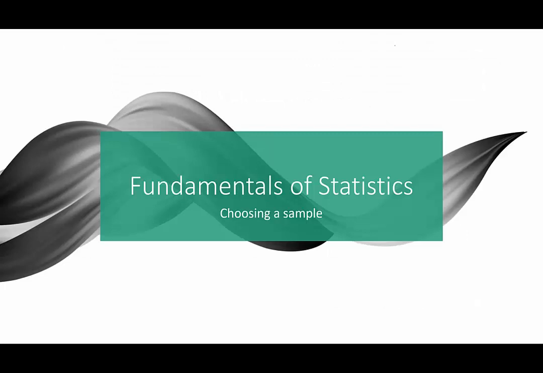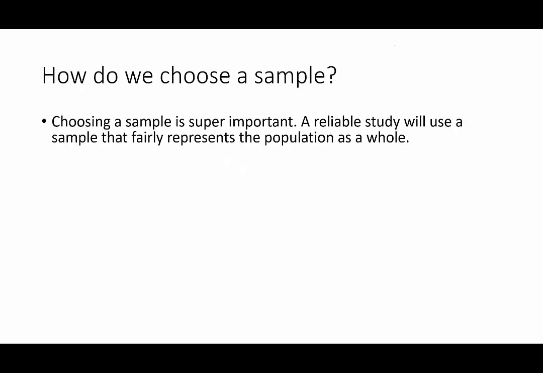Okay, so how did the U.S. Labor Department choose these 60,000 households? Or how did the Nielsen Rating system choose their 5,000 households? That's what we're going to talk about now. Not necessarily those, but we are going to talk about the different ways that we can choose a sample. Choosing a sample is super important. A reliable study will use a sample that fairly represents the population as a whole.